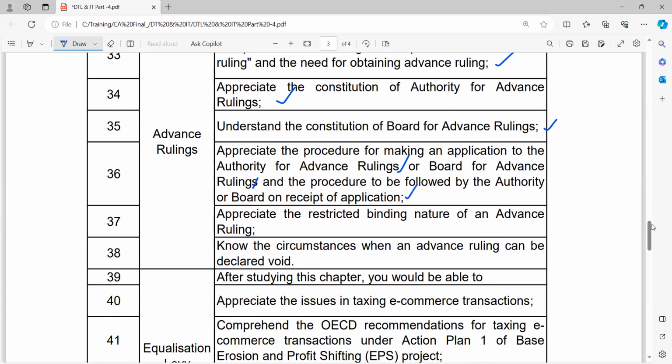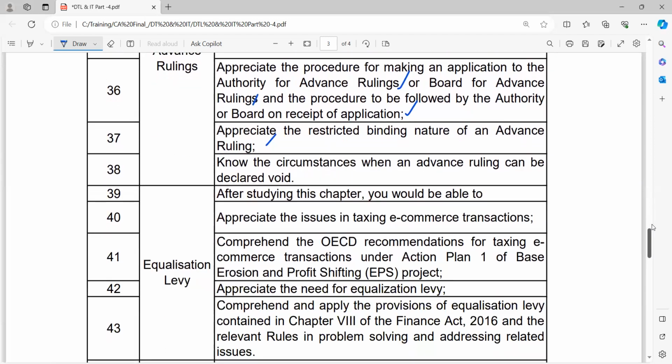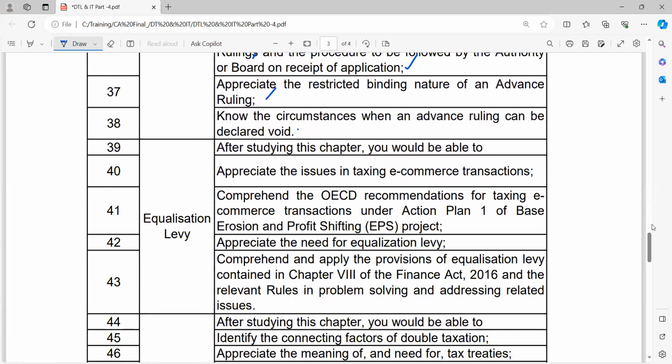You can appreciate the restricted binding nature of an advance ruling. You can know the circumstances when an advance ruling can be declared void. This is from the chapter of advance rulings.